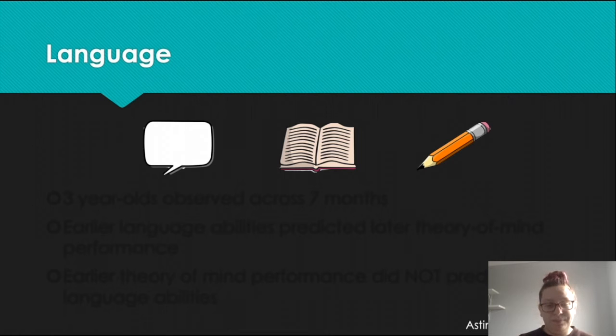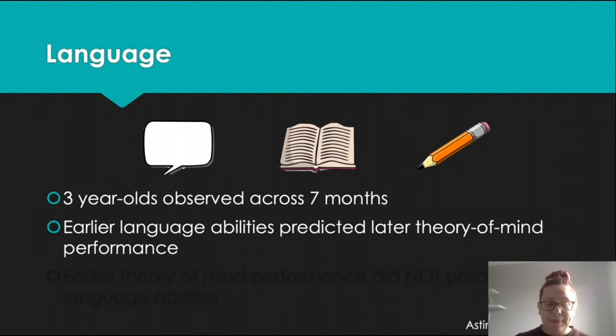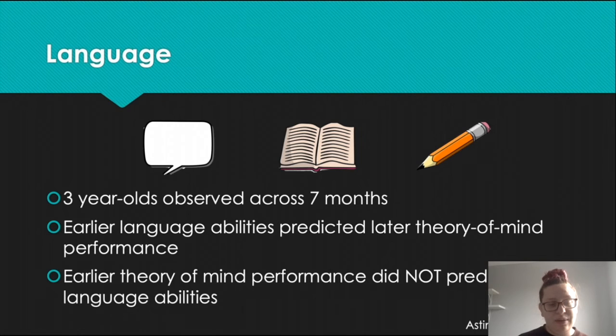In one study, 3-year-olds were observed across 7 months. Their earlier language abilities predicted their later theory of mind performance. However, their earlier theory of mind performance did not predict later language abilities, suggesting that their language abilities are supporting the development of theory of mind.